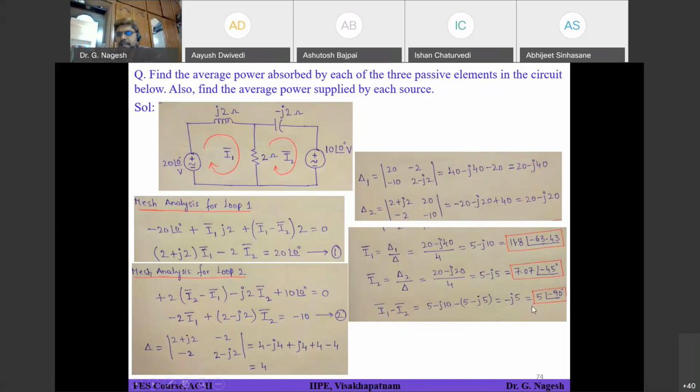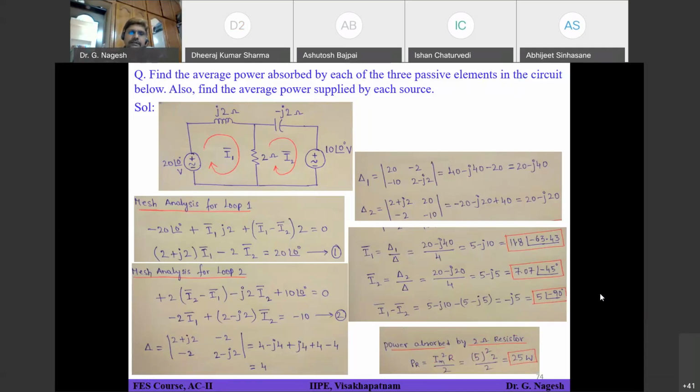Okay, so you will get the current flowing through the 2 ohm resistor as this value. Now try to calculate the power absorbed by the resistor. What could be the power absorbed by the resistor? I1 minus I2. The power absorbed by the resistor is given by the simple formula Imax square into R divided by 2.